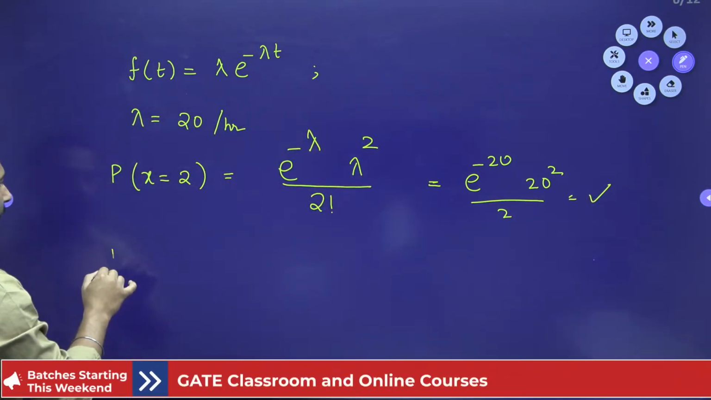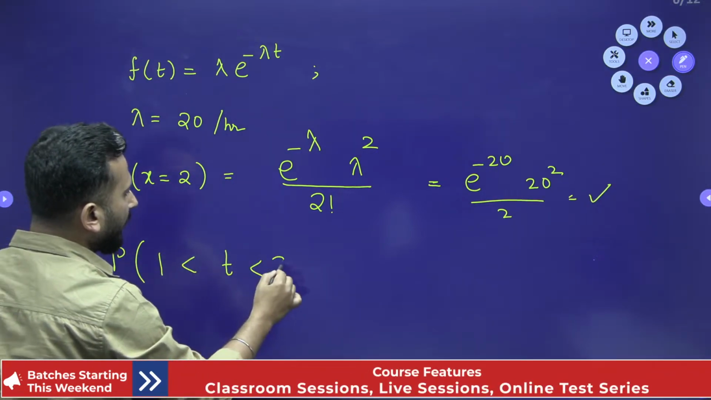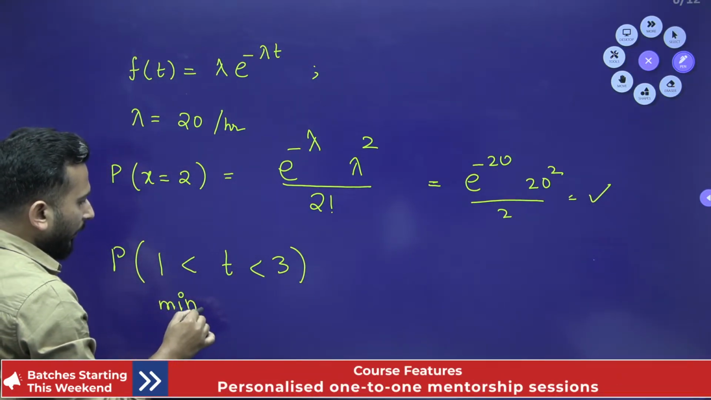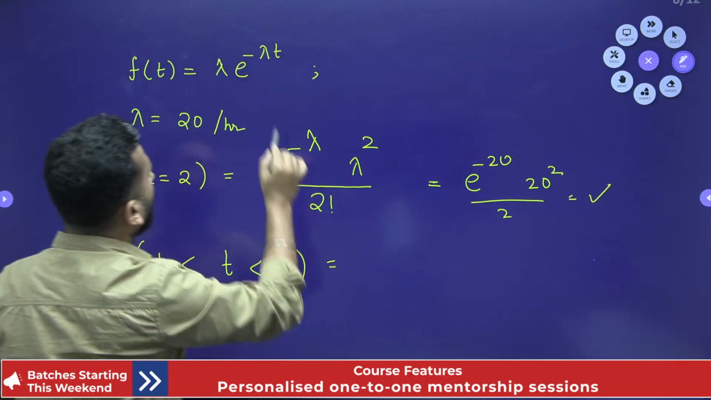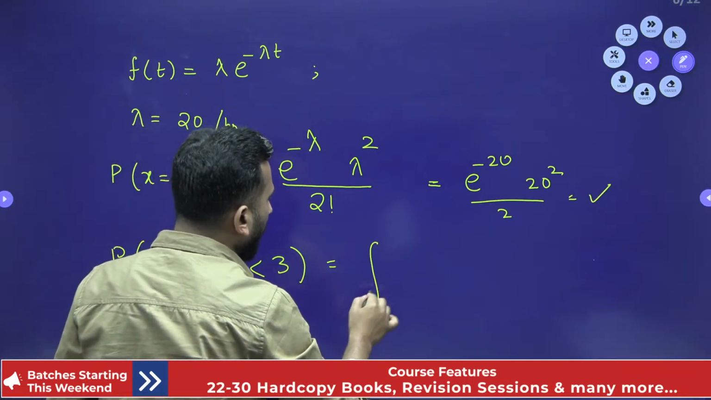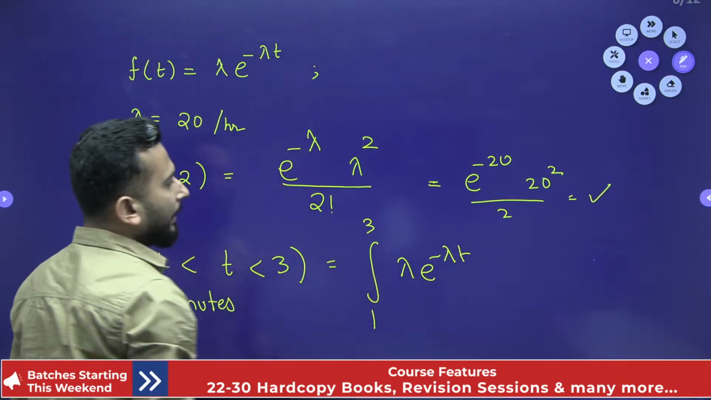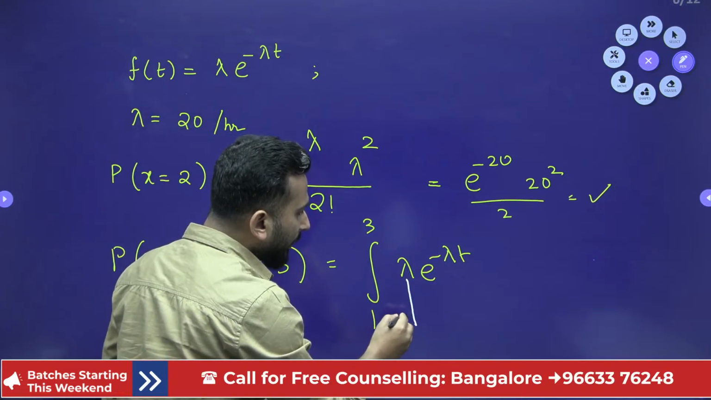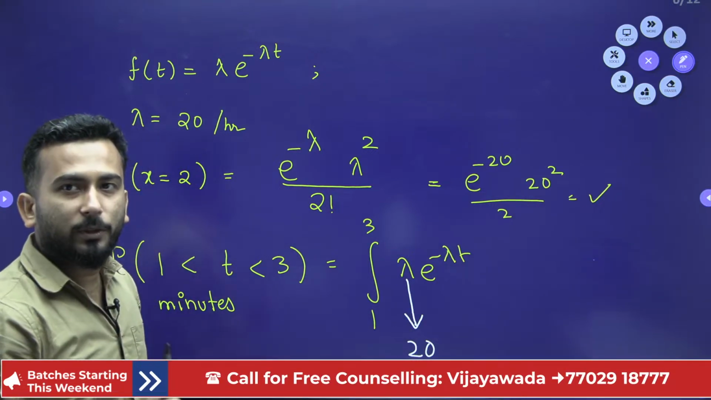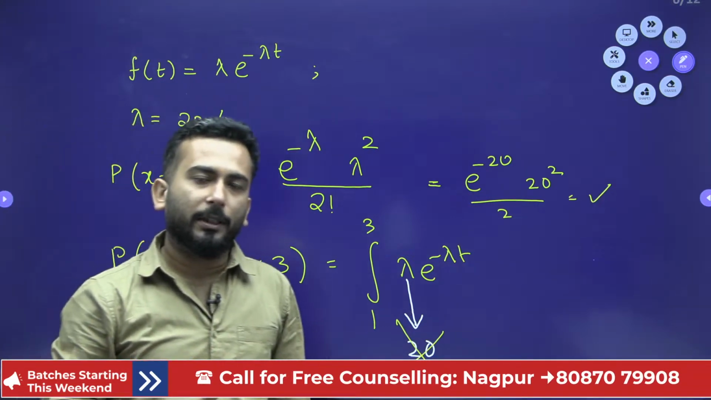Suppose that related to time, he asks that t is between 1 to 3 minutes. So you will definitely use this formula because he is asking in minutes. You will do lambda e to the power minus lambda t from 1 to 3 minutes. And now when you substitute, the question is, will you substitute 20 over here? No, my dear friends, you will not substitute 20 over here.